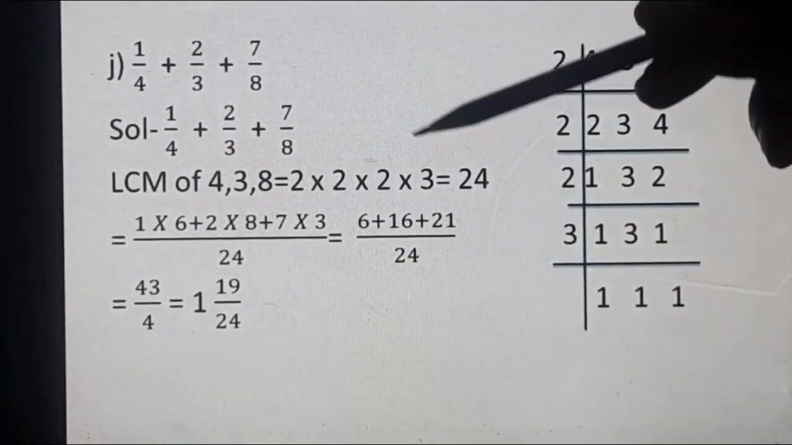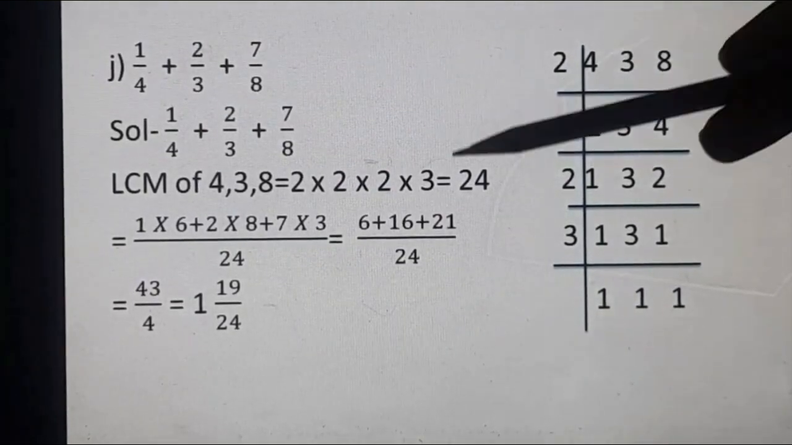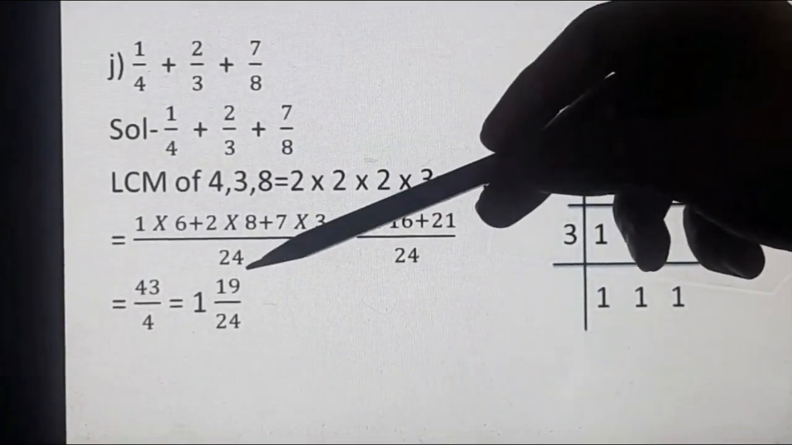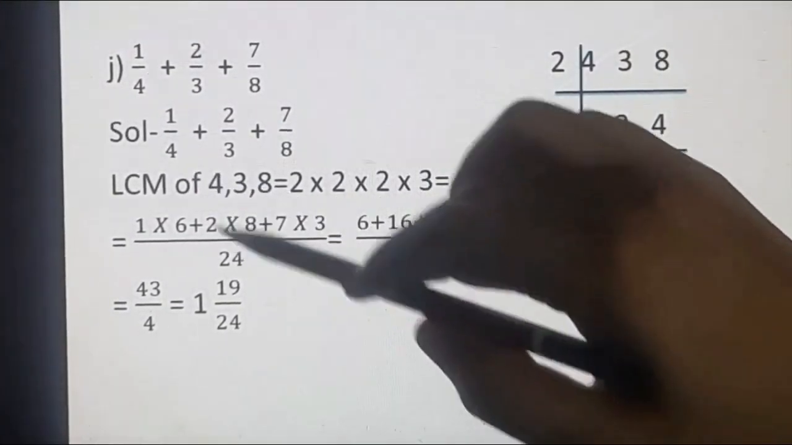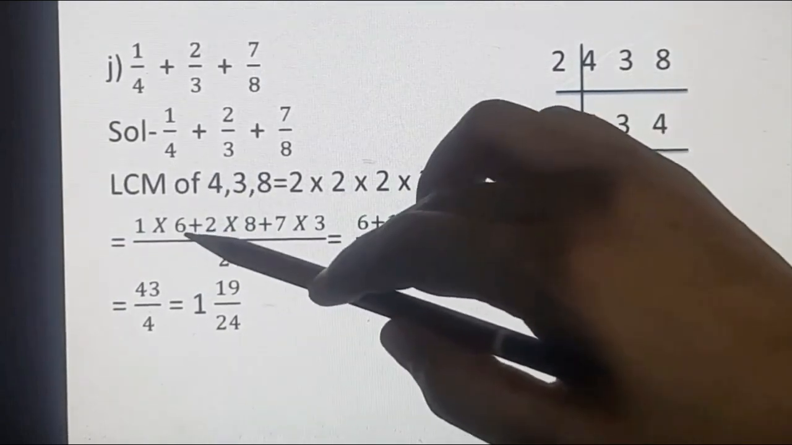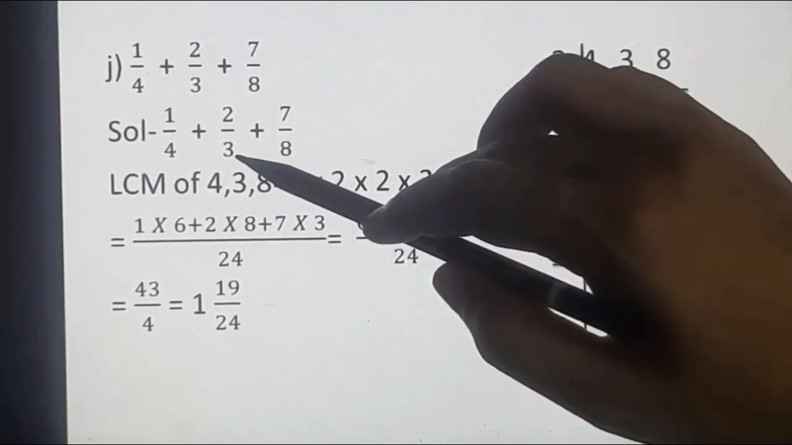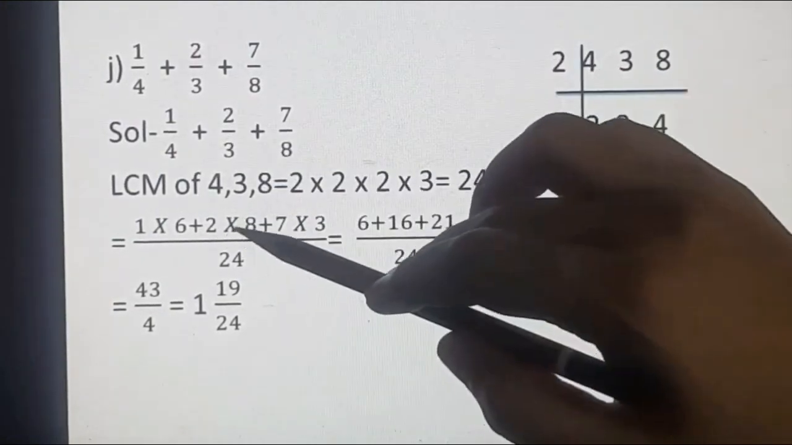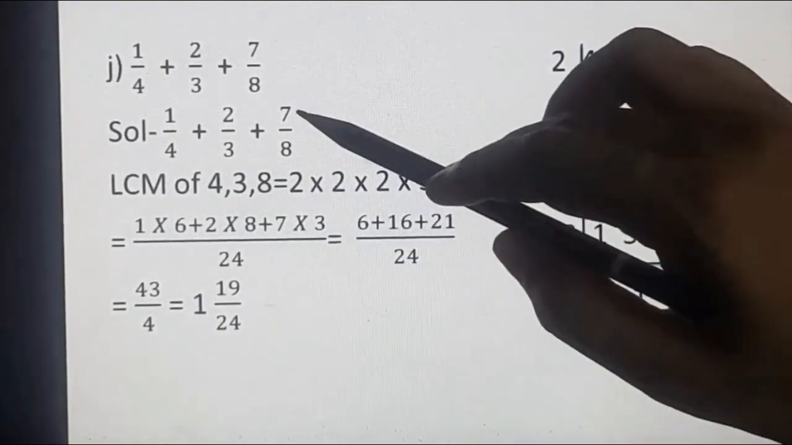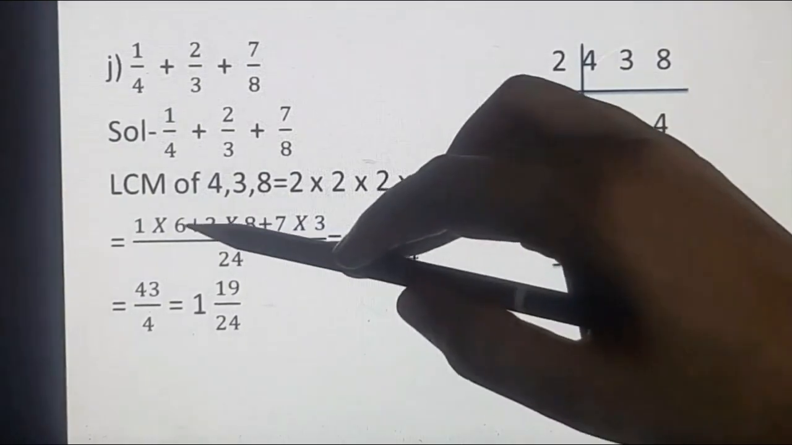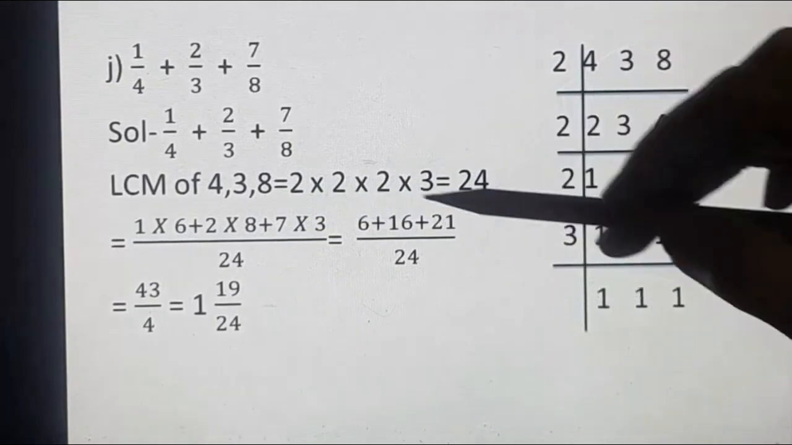So LCM of 4, 3 and 8 is equal to 2 into 2 into 2 into 3. 2 2s are 4. 4 2s are 8. 8 3s are 24. So LCM is 24. Now we will take denominator 24. And now 24 divided by 4, our answer is 6. 6 will be multiplied with numerator, that is 1. 24 divided by 3, answer is 8. 8 multiplied by 2. 24 divided by 8, answer is 3. 3 multiplied by 7. So 6 1s are 6, 2 8s are 16, 7 3s are 21.